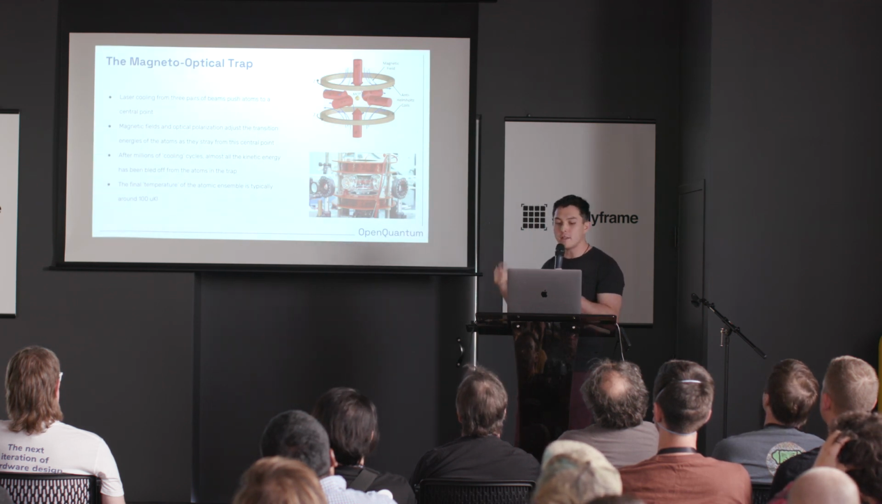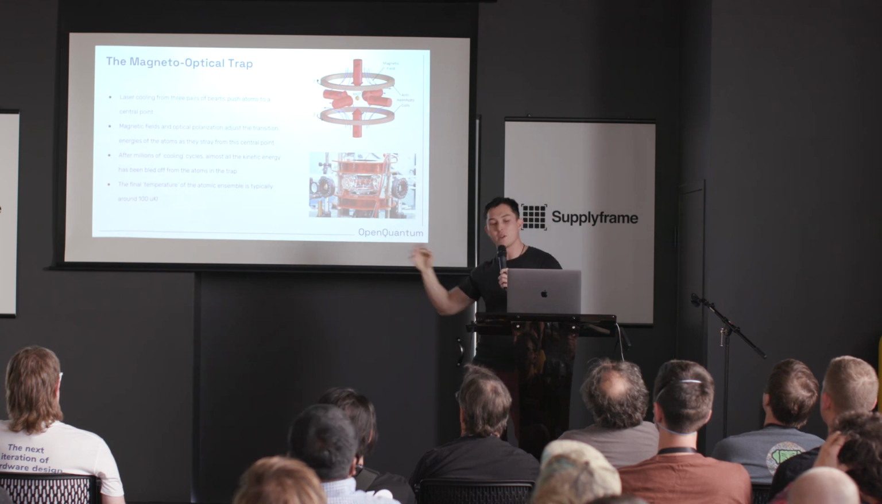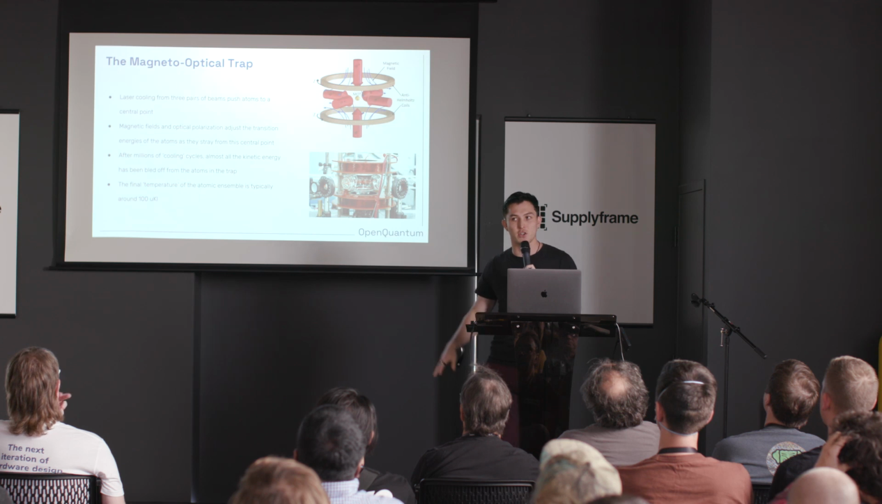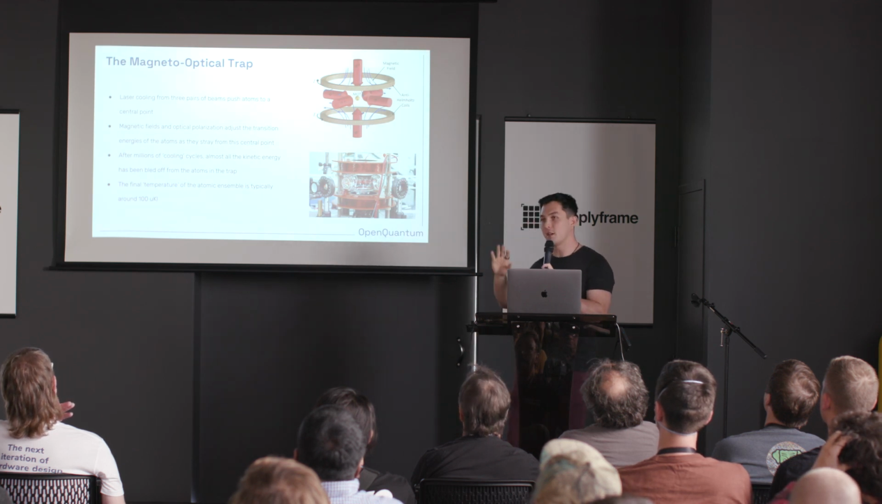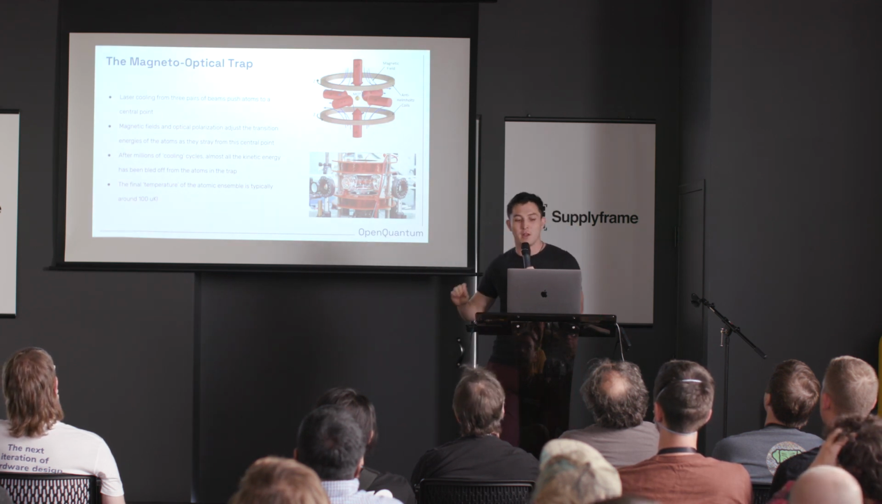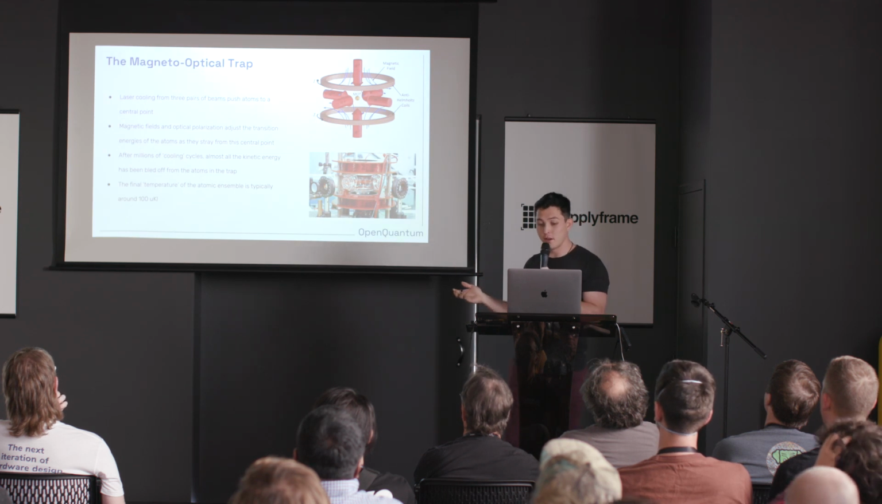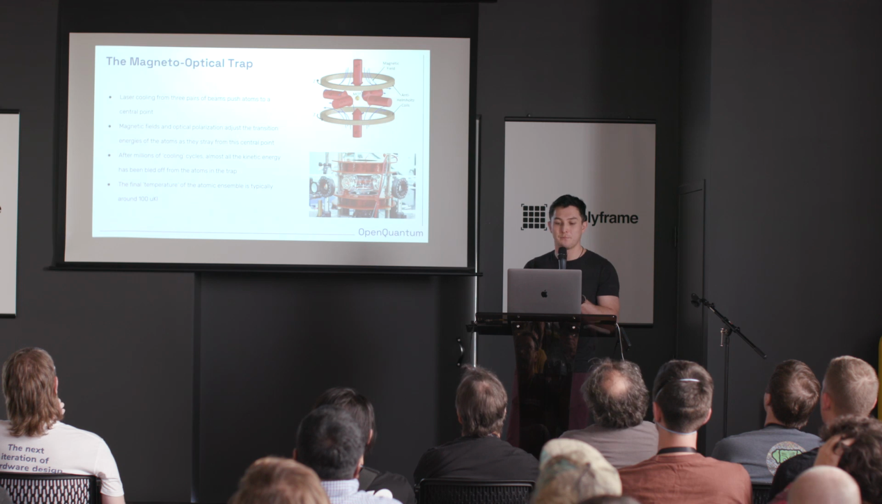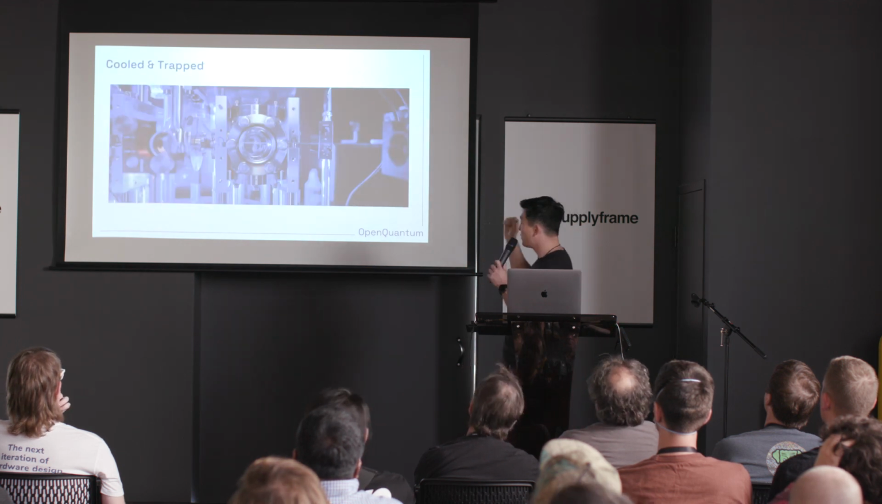So you're cooling these atoms over and over. They're absorbing and then re-emitting light. And after a few million cooling cycles, almost all the kinetic energy has been bled off. So from those thousands of miles per hour at room temperature and pressure, the final temperature of the atomic ensemble is about 100 microkelvin, really a tiny fraction above absolute zero. So this is what it ends up looking like.